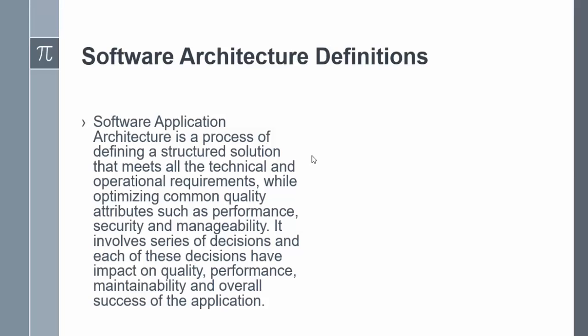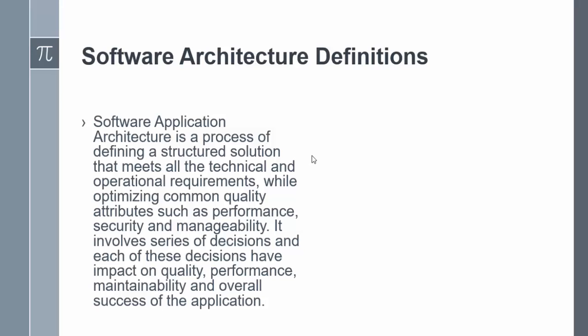What it means is that whenever you are thinking like an architect, or you are going to design a large enterprise level application, there are certain decisions which you need to make, and those decisions are going to have a great impact on the output of the architecture, that is, the quality attributes of the architecture, which are of course the quality, the performance, and the manageability.